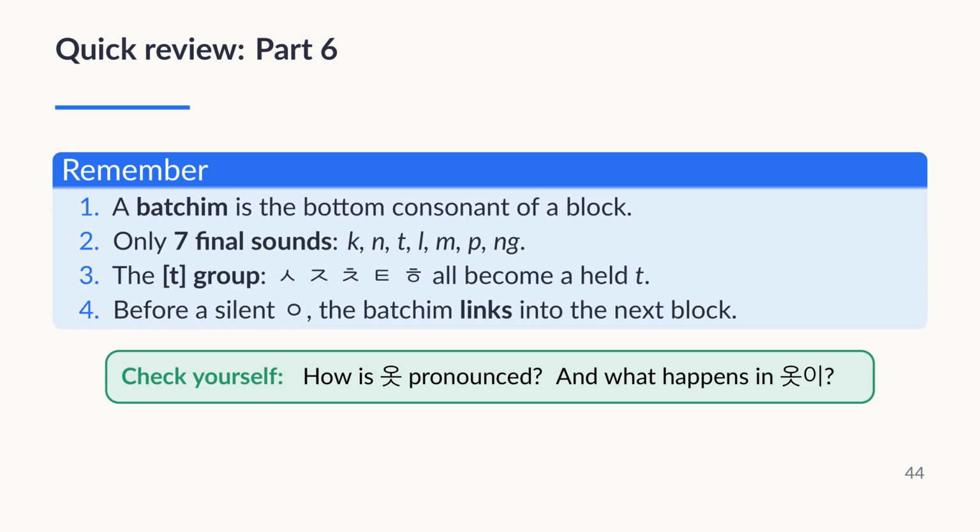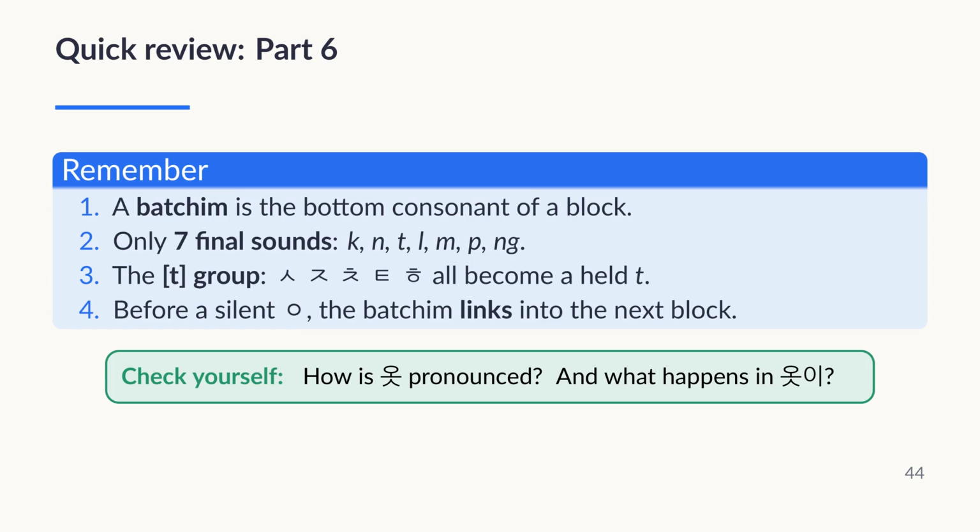Let us review part 6. First, a batchim is the consonant at the bottom of a syllable block. Second, no matter which letter is written there, it produces only one of 7 final sounds, K, N, T, L, M, P, or NG. Third, the biggest group is the T group. The letters S, J, C, H, T, and H all become a held T when they sit at the bottom. Fourth, when a batchim is followed by a block that begins with the silent circle, the batchim links across and is pronounced as the first sound of the next syllable.